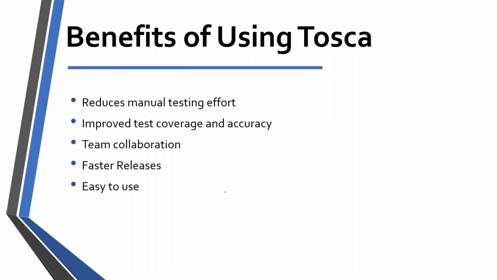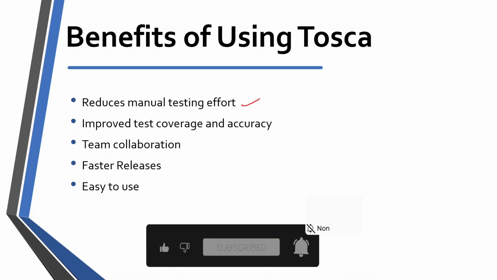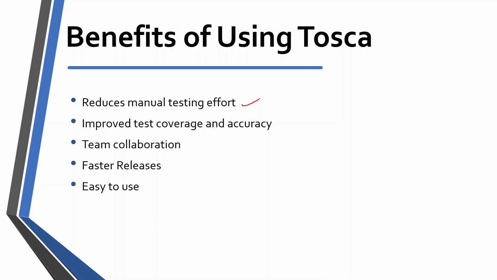Now understand what the benefits of using Tosca are. If we use Tosca rather than a different automation tool, then what are its benefits? Tosca reduces manual testing effort. So we can automate repetitive testing tasks, speeding up the testing process. With this, we can save our time and reduce our manual testing effort. The next one is improving test coverage and accuracy. Since we are using automation tools, it reduces human errors with automated testing.